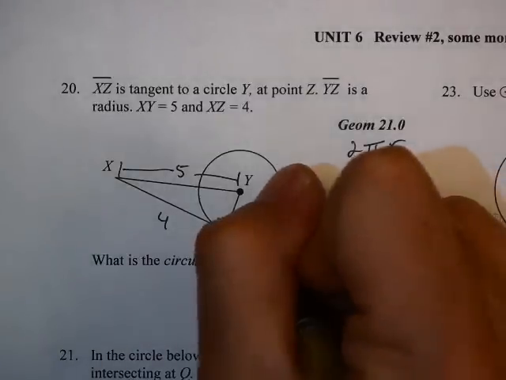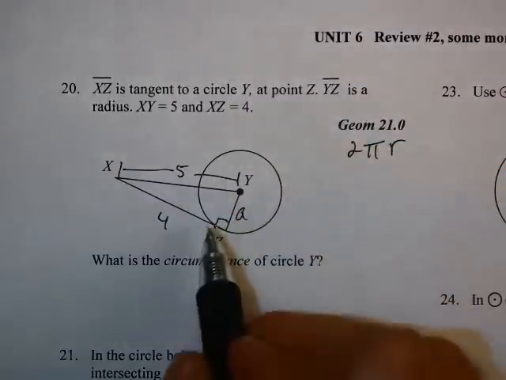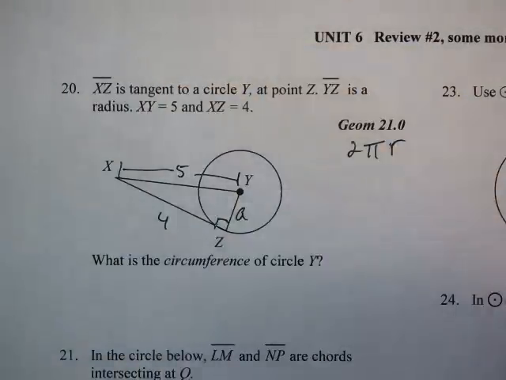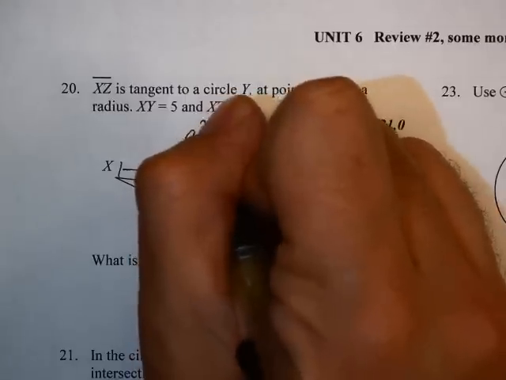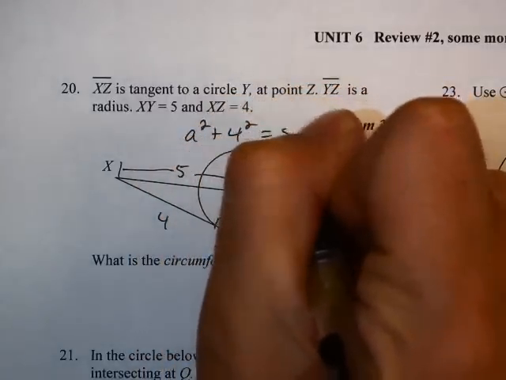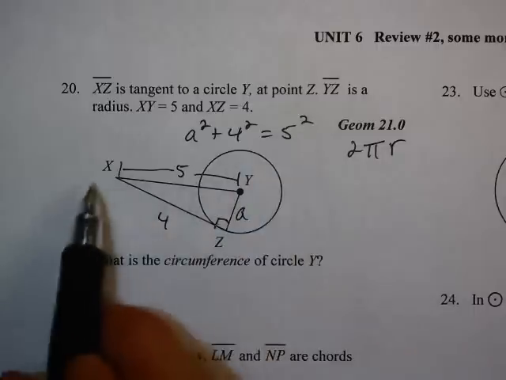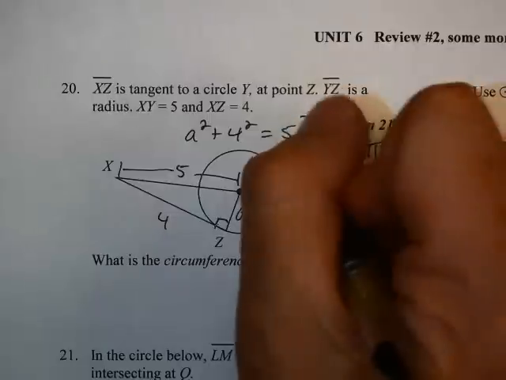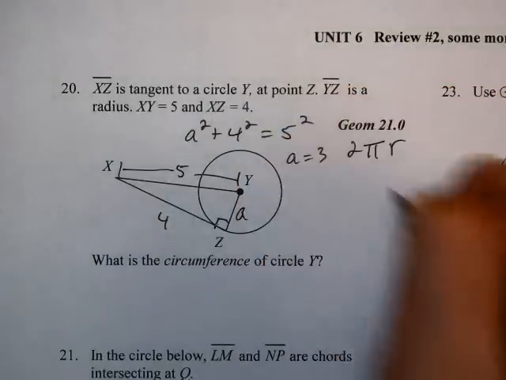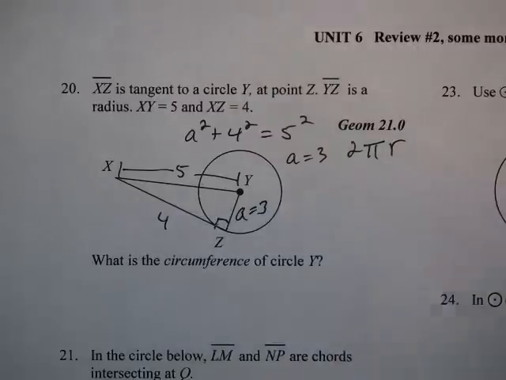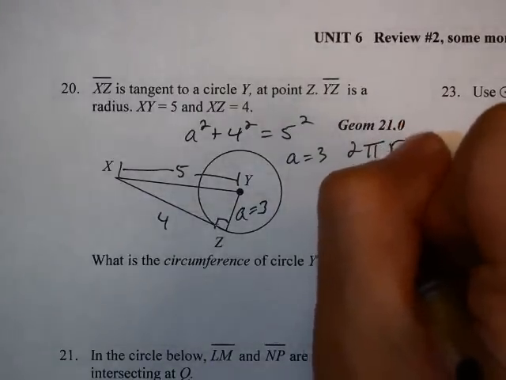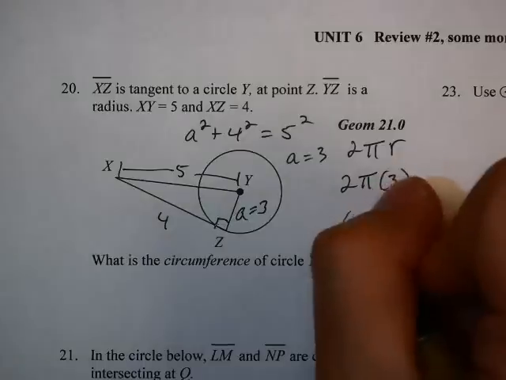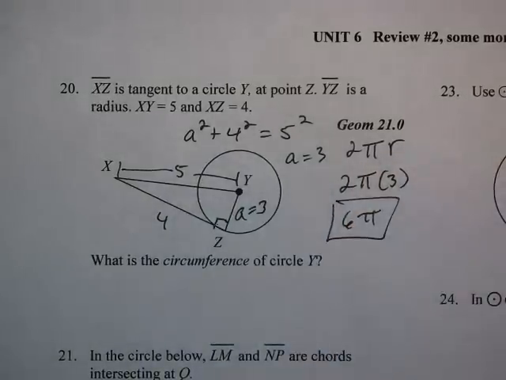Now, if I'm going to solve for this radius, since I have a right triangle, I can use either Pythagorean triples or the Pythagorean theorem. If you don't know all the triples, then you'd have to plug in a squared plus 4 squared equals 5 squared. The 5 would be by itself since that's the hypotenuse on this right triangle. When you go through all that work, a is going to equal 3. So our radius is 3. So then it becomes 2 times pi times 3. So our circumference ends up being 6 pi.